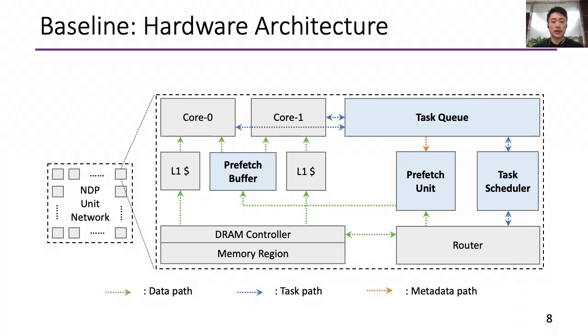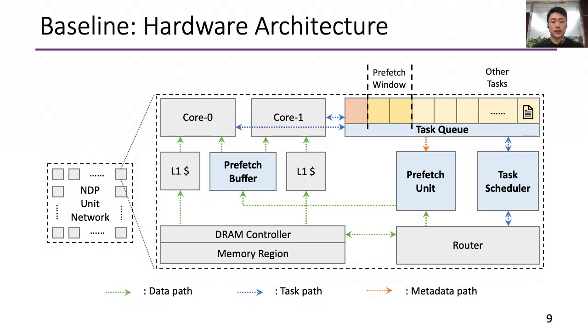prefetch buffer. This is a workflow of task-based execution. Tasks are generated by the cores of the unit. The task scheduler moves tasks into or out of the queue dynamically, and reserves a prefetch window in the queue. As the execution proceeds, the task moves forward. When it enters the prefetch window, the task queue will pass the hint metadata to the prefetch unit for prefetching. And finally, it will be fetched by the core to be executed. Notice that this is a workflow running in each NDP unit distributedly and in parallel.